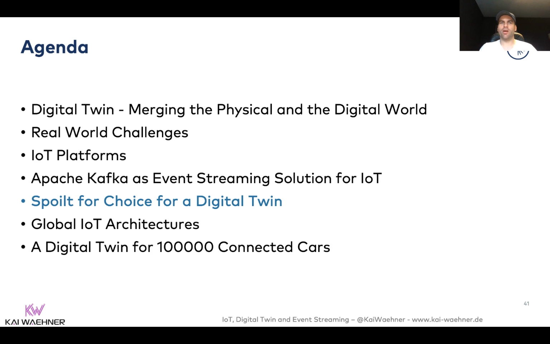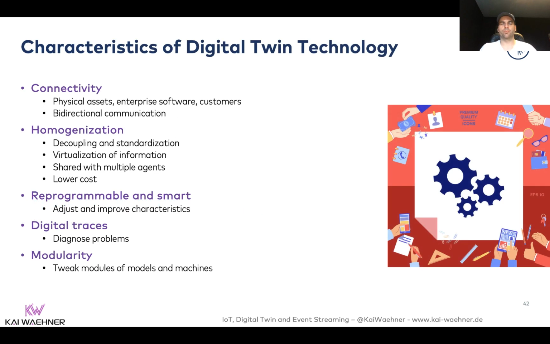So let's talk about being spoiled for choice when building a digital twin. Before we talk about different platforms and technologies, let's understand in more detail the characteristics of a digital twin. First of all, the key thing is connectivity. You want to connect to all these assets, which can be physical devices, a process, or a human. So connectivity and bidirectional communication is really key for success. And obviously, in most cases, in real time, at scale.